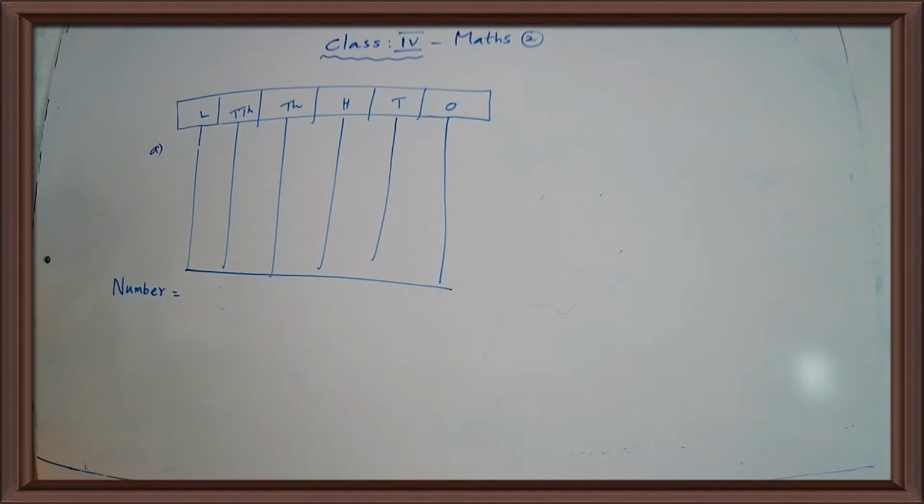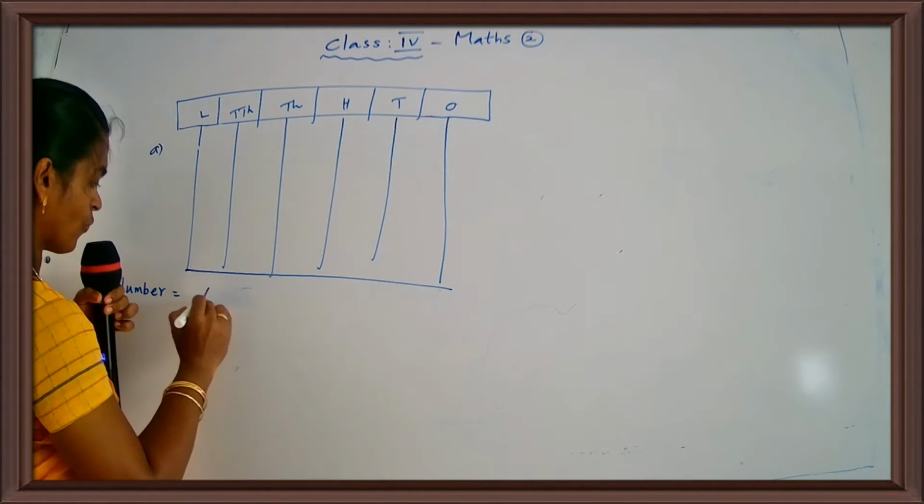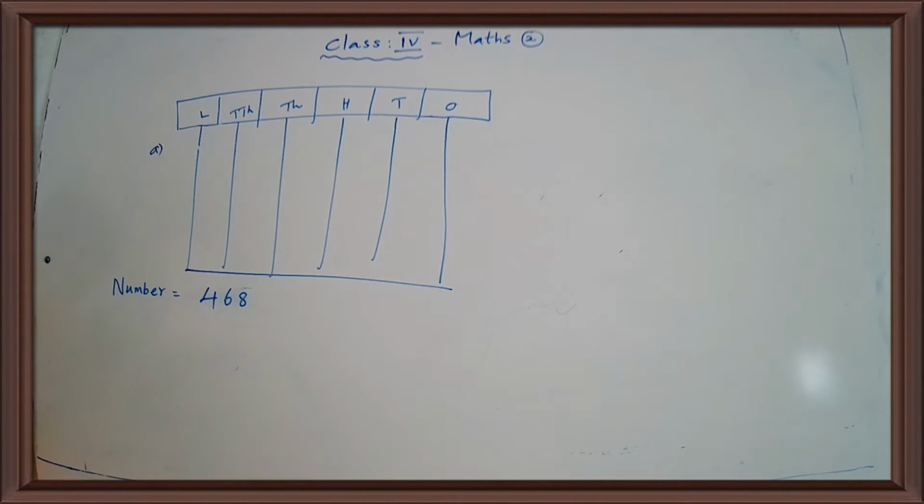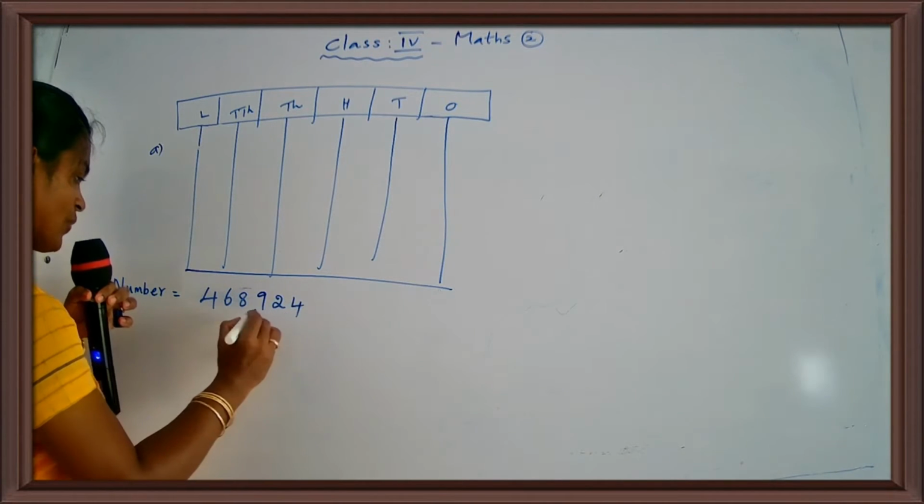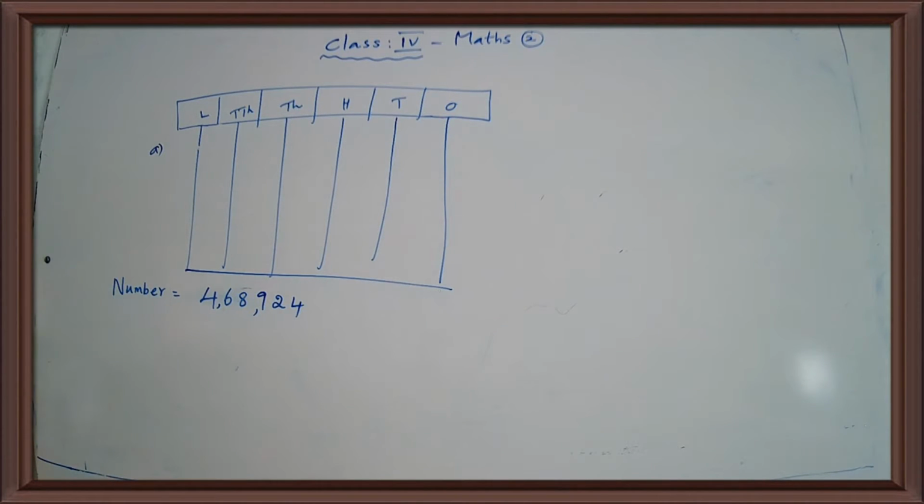Your number is 4,68,924. Okay, 924. So your number is 4,68,924. Now you draw the beads on the abacus and write the number name. Okay children, this is the question. Your question is in your book only, so no need to copy in the classwork note. The answer also you write in the book only.